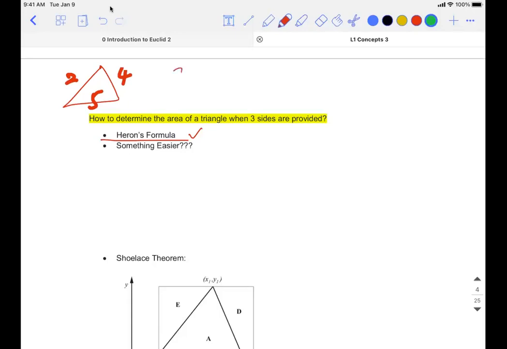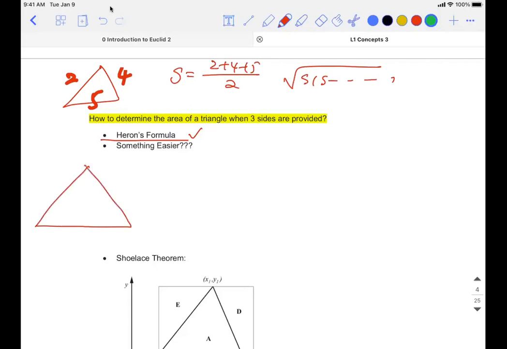right? You just determine S, (2 + 4 + 5) divided by 2, right? And then you do this calculation. That's it. However, what if I give you some weird numbers? Root 3, root 7, I don't know, maybe root 5, for instance.